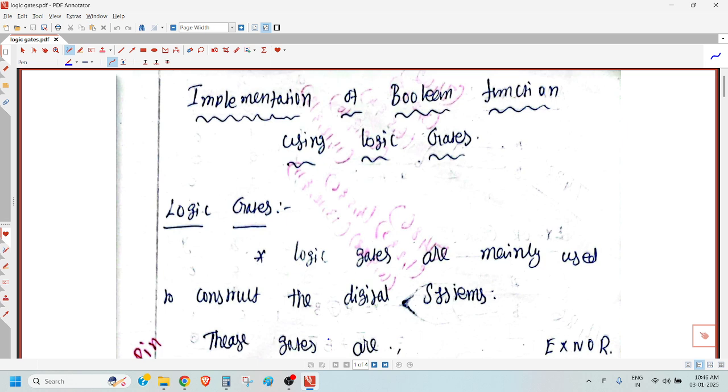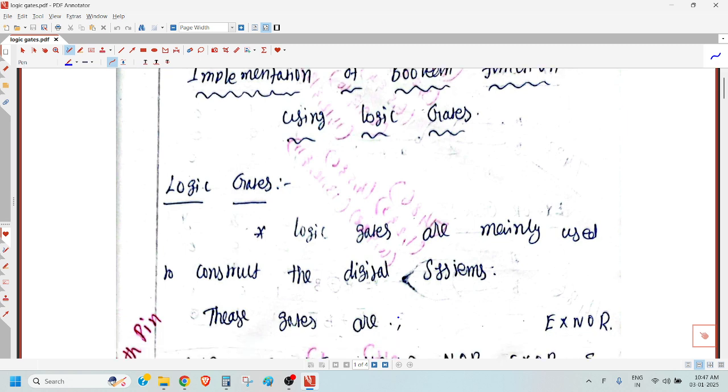Today, we are going to discuss the implementation of Boolean functions using logic gates. Logic gates are very important in digital logic. These are all very basics. First, we should understand why we are studying this and what purpose we have to use it for. Everything we are going to discuss today.